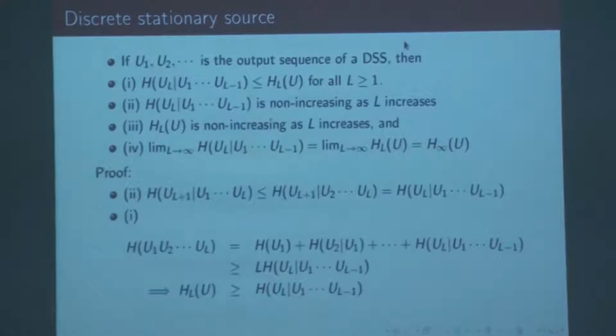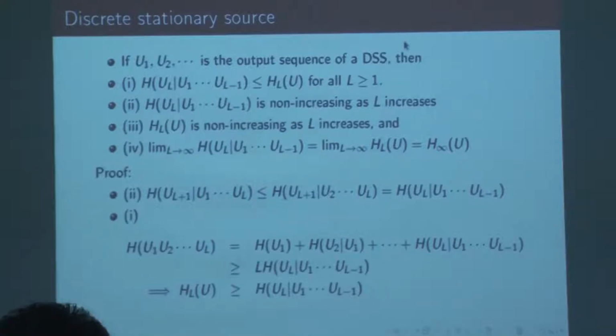What's the last property that we have to prove? That as L goes to infinity, this term is the same as this term, which we are calling the entropy rate. So clearly from property 1, we can see that as L goes to infinity, this is less than or equal to this.